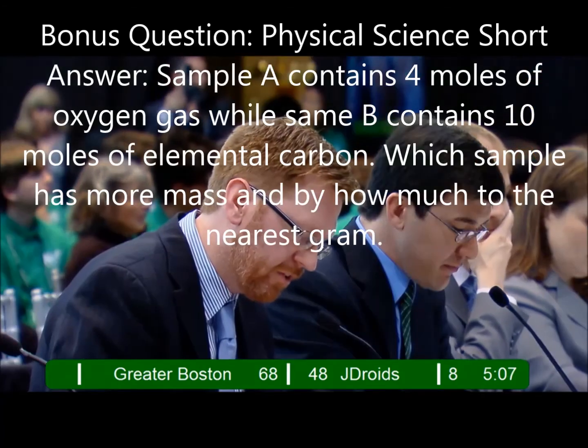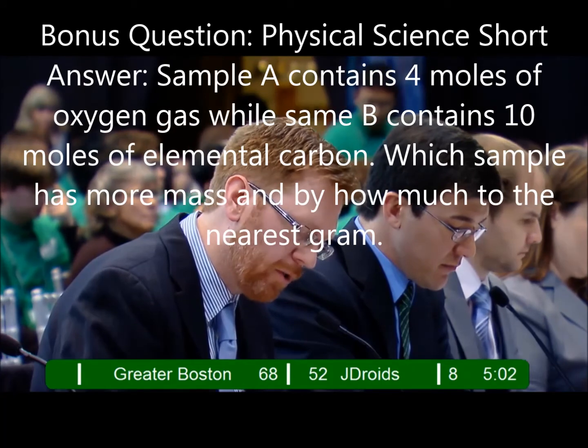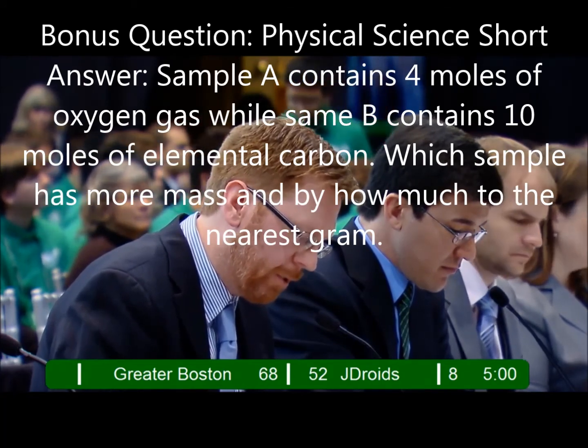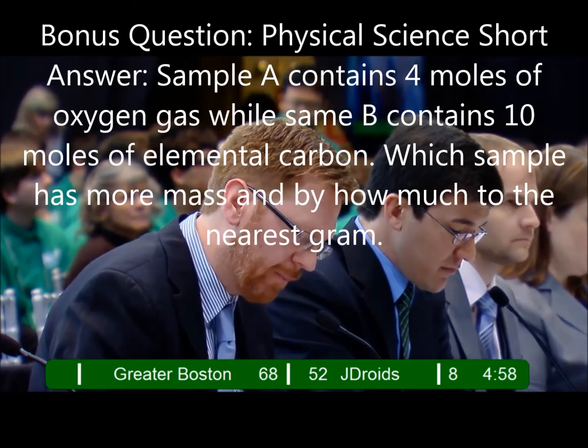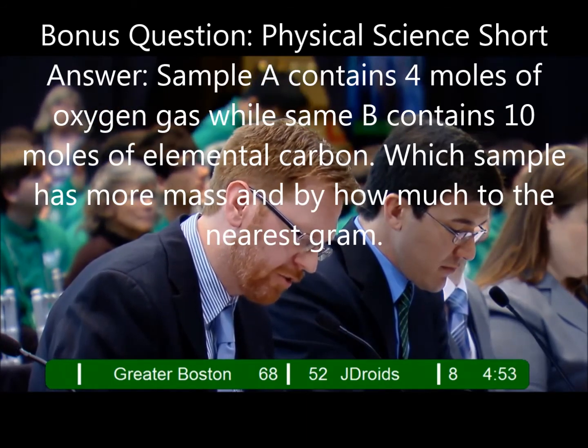Bonus question, physical science, short answer. Sample A contains 4 moles of oxygen gas, while sample B contains 10 moles of elemental carbon. Which sample has more mass and by how much to the nearest gram?